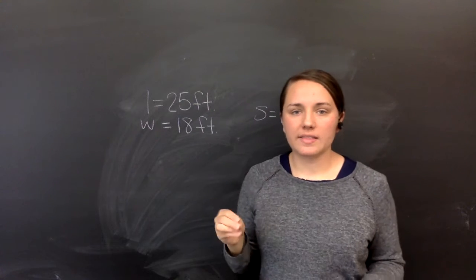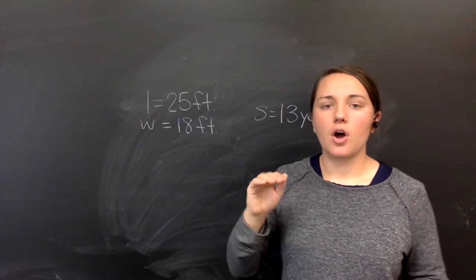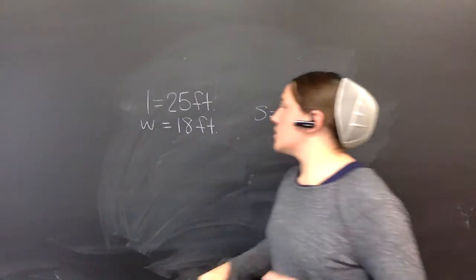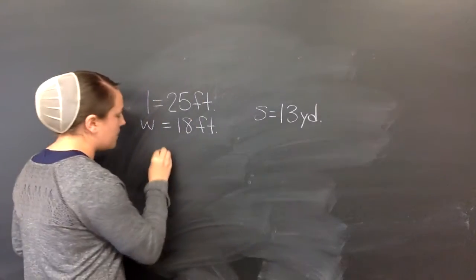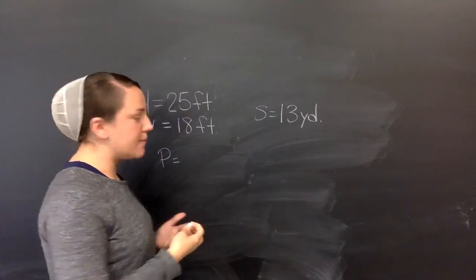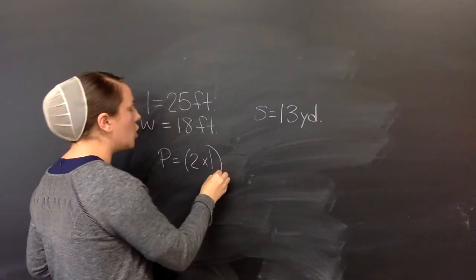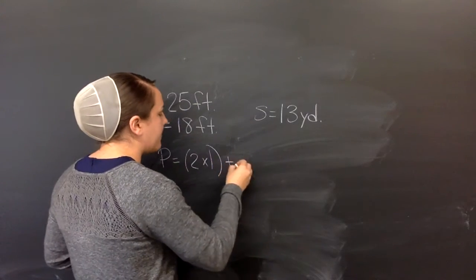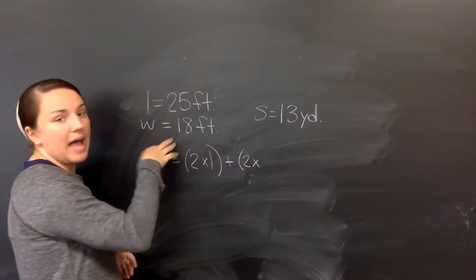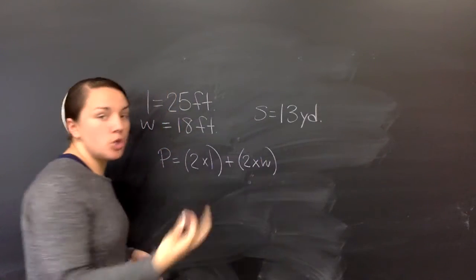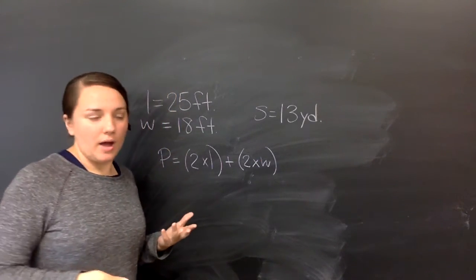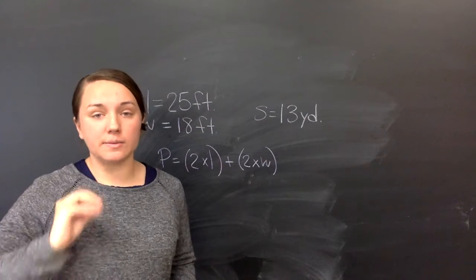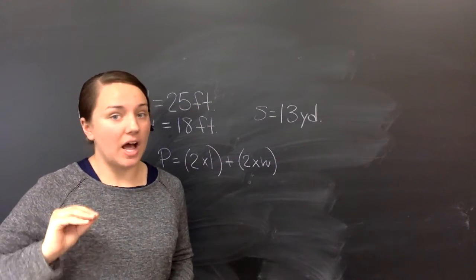Now we know that the 2 lengths are the same on the rectangle, and the 2 widths are the same length, right? So we're going to use our formula. Our formula is P equals 2 times L because we have 2 lengths and they're the same measurement. And we're going to add that to 2 times our width because we have 2 widths and they are the same measurement as well. Now, when we have a formula and we have parentheses, you have to work what's in parentheses first, or your answer will likely not turn out correct.